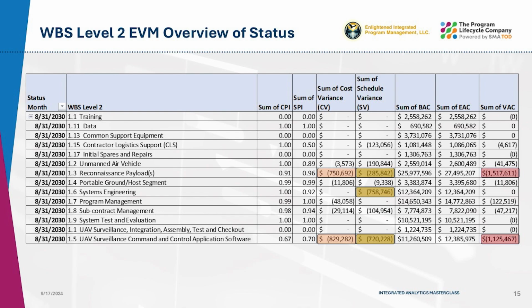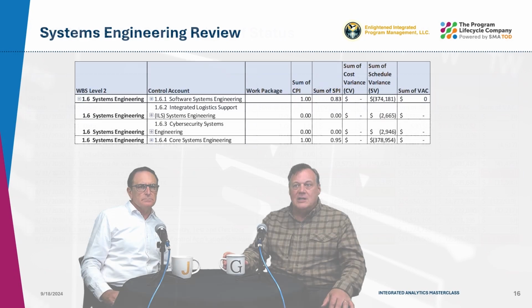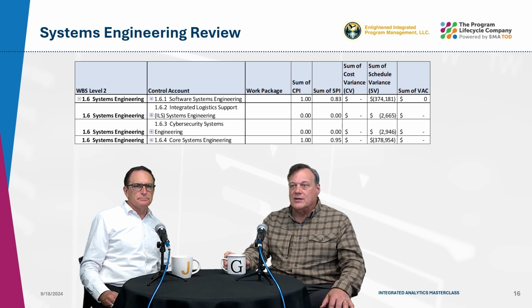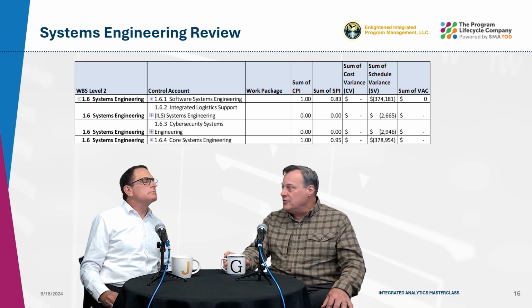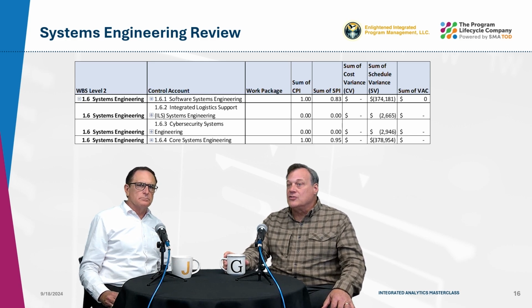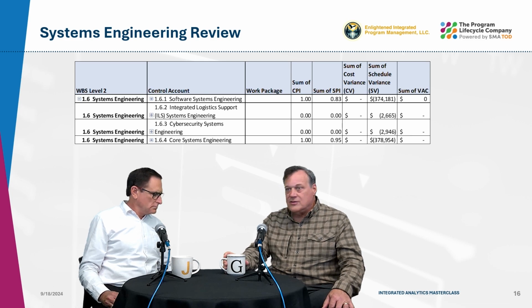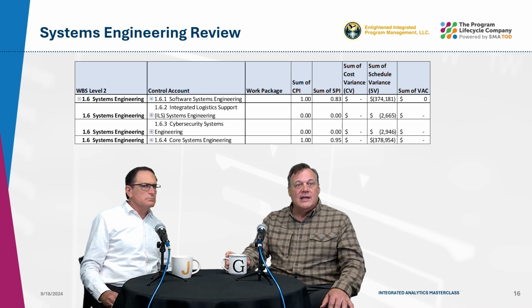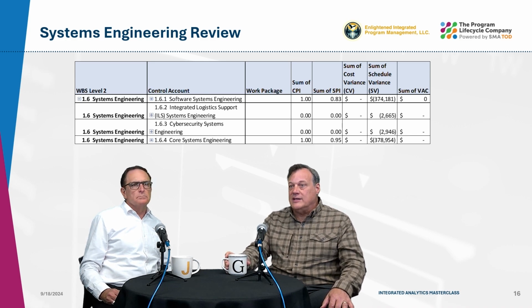The systems engineering team has 4 control accounts. 2 control accounts drive the schedule variance: the software systems engineering and the core systems engineering control accounts. These control accounts show a CPI of 1, indicating that they are running to budget, but the negative schedule variance suggests that these efforts were not completed on time. Control accounts 1.6.2 and 1.6.3 also have minor schedule variances, but the CPI is 0, indicating that these efforts have not started. However, the slight variance indicates that they should have.